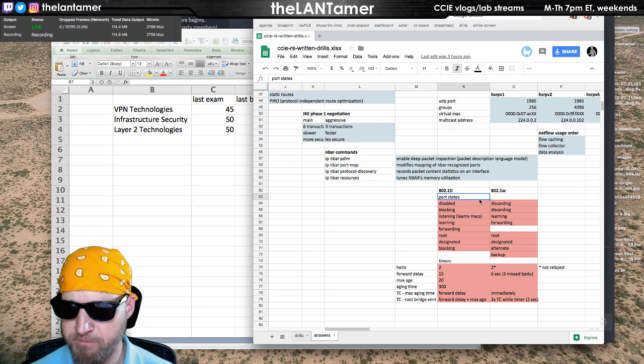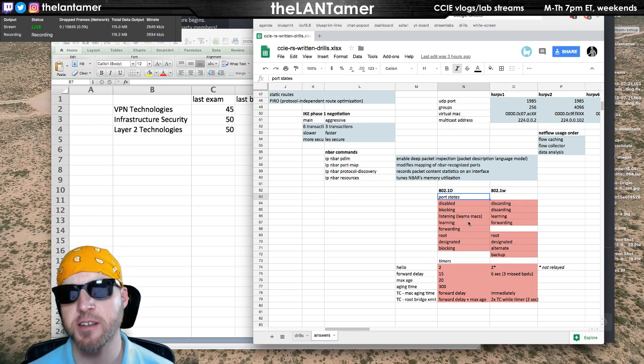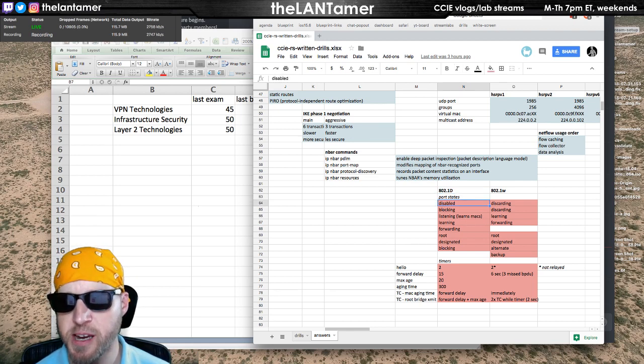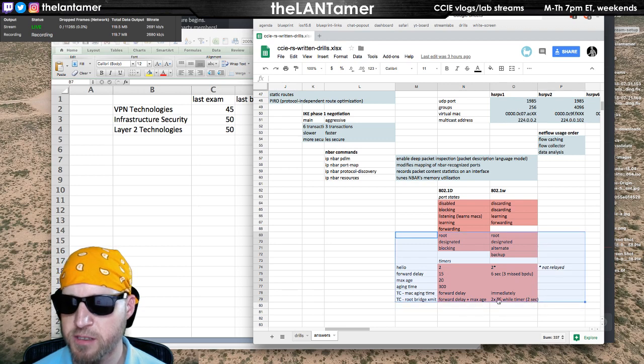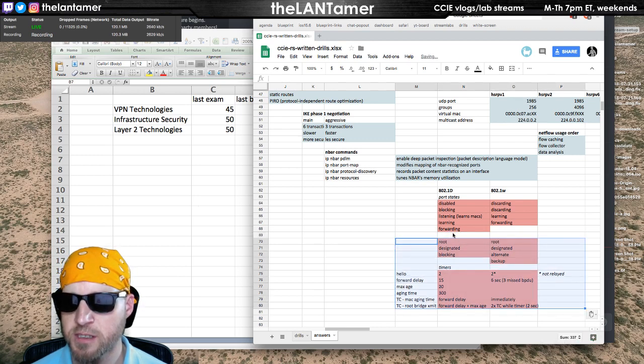So I've got several pieces of information in here. The port states that you have in 802.1D, of course, are disabled, blocking, listening, learning, forwarding. And this should be, sorry, I thought I had fixed this. This should be port types.